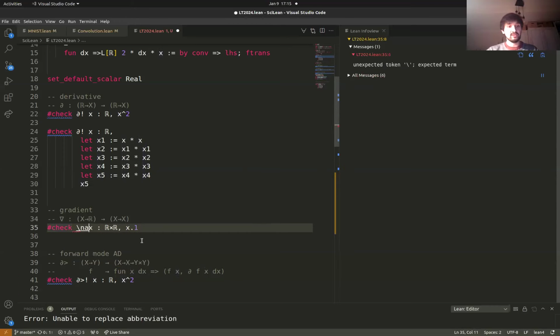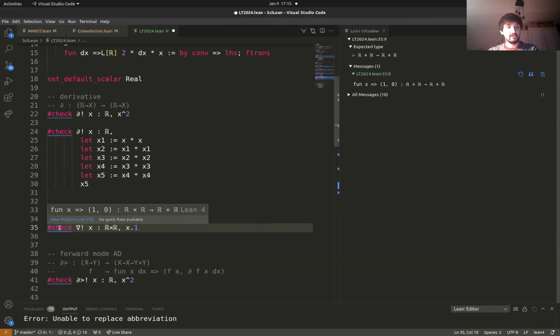Okay, and we want to compute the gradient of this. This should be just a constant vector field (1, 0). We add an exclamation mark, and it's exactly as one would expect. Yeah, it's a constant vector field (1, 0).